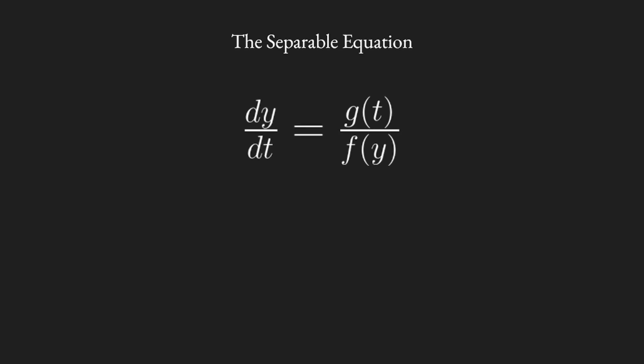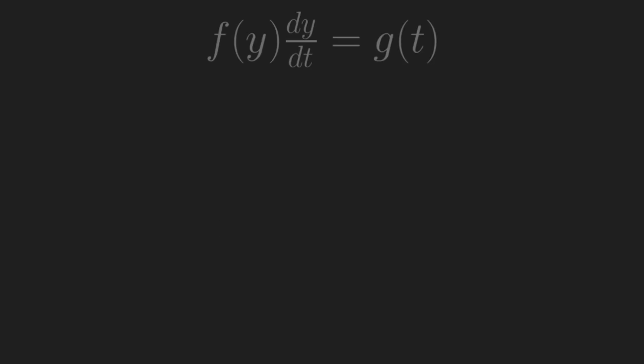But here is the separable equation. And so look, it's just g of t over f of y. How do we start solving this? Just multiply both sides by f of y. And now, what do we do with this? We need to think about something interesting that I want to show you guys right now.